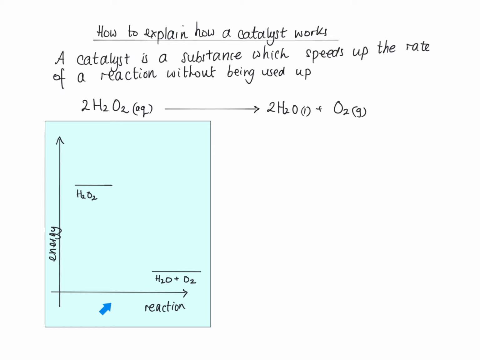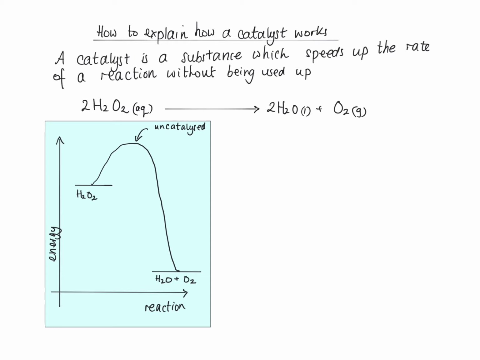So along the bottom we have the progress of the reaction, and up the side we have energy. The energy of the reactants, peroxide, is higher than the energy of the products, and we know this because this reaction is exothermic. It gives out heat.